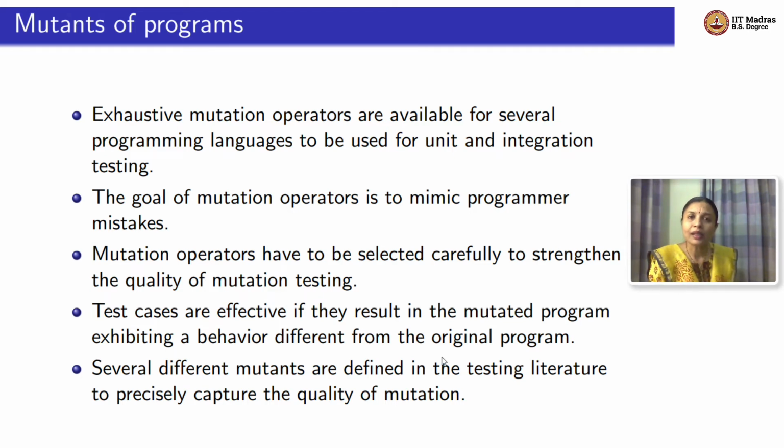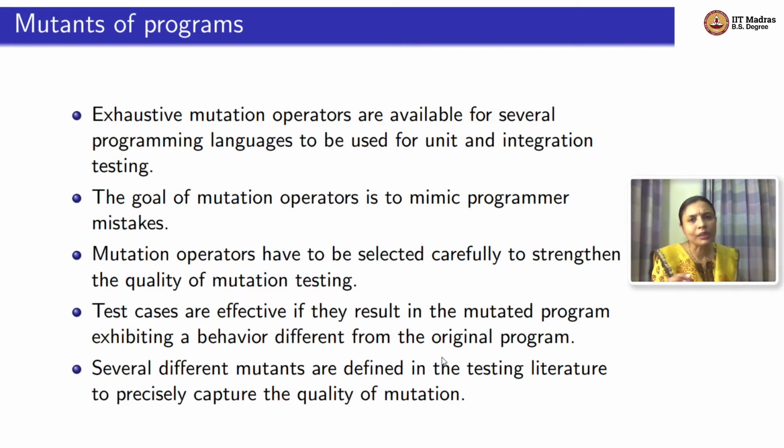So typically, mutation operators are useful for mimicking programmer mistakes. Maybe the programmer thought array indexing began at 0, but actually array indexing for the programming language begins at 1. Maybe the programmer intended to put ++i, but instead put i++.